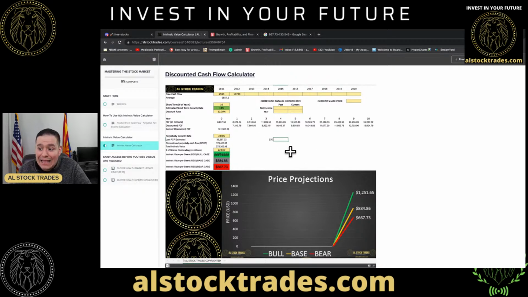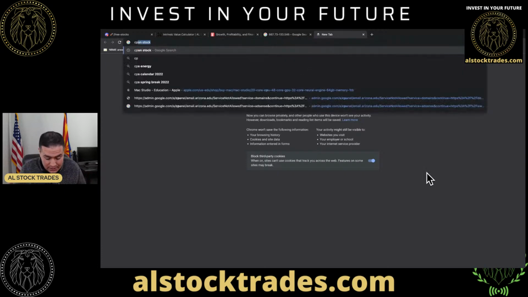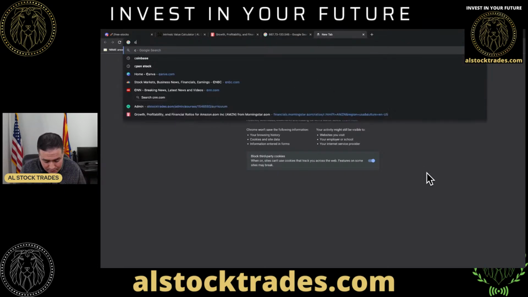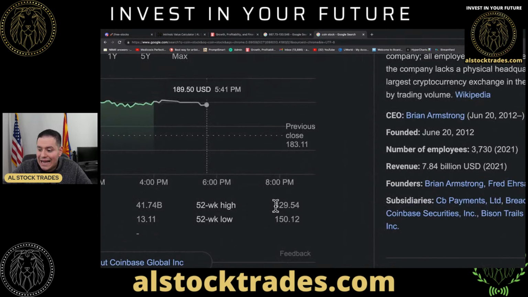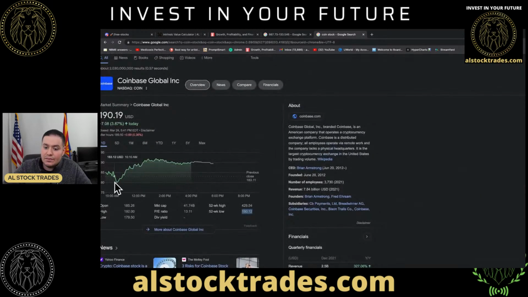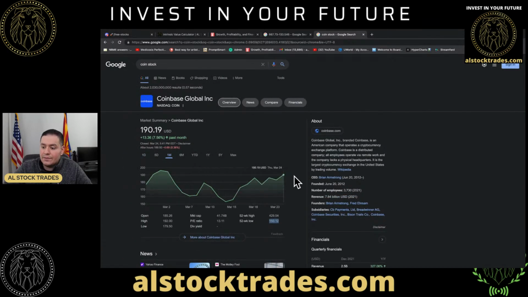Now, let's look at the overall historic price of Coinbase. Again, I haven't looked. Let's take a look here. Coinbase has gone to a high of $429, and the low is 150. So it's pretty much gone from the low here, double bottomed, and now it's going back up.